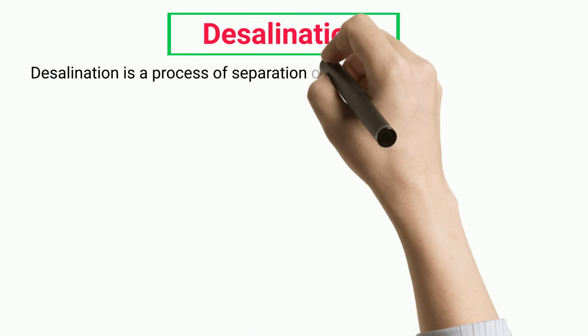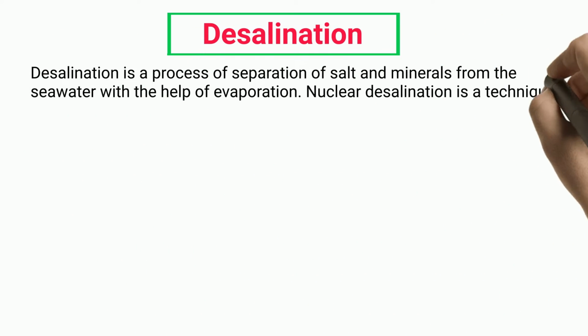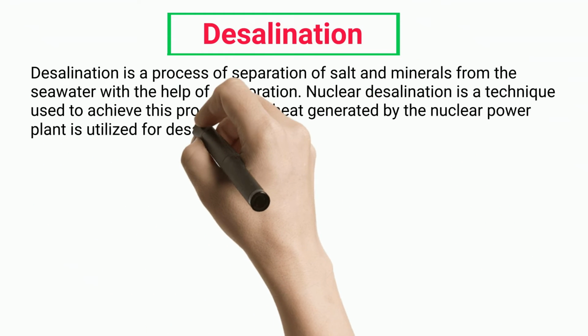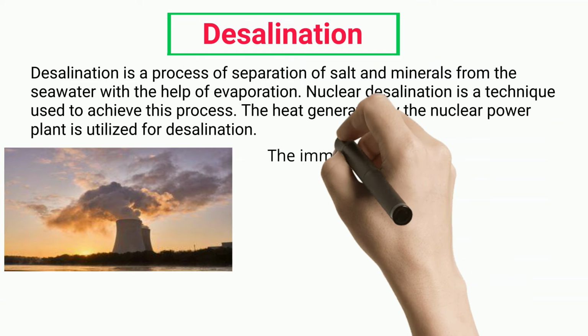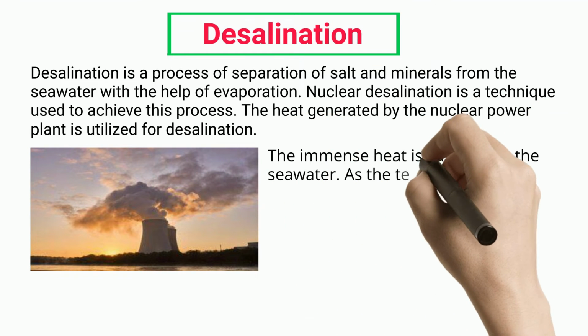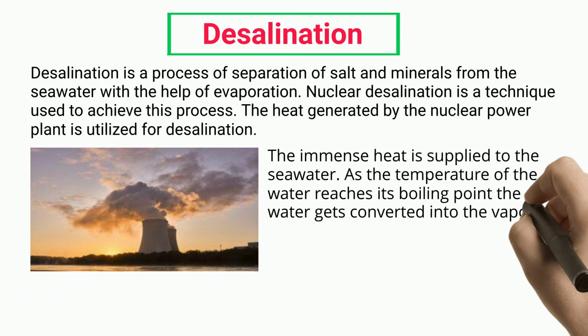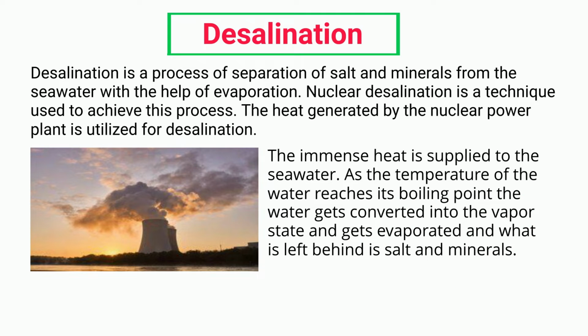Desalination. Desalination is a process of separation of salt and minerals from the seawater with the help of evaporation. Nuclear desalination is a technique used to achieve this process. The heat generated by the nuclear power plant is utilized for desalination. The immense heat is supplied to the seawater. As the temperature of the water reaches its boiling point, the water gets converted into the vapor state and evaporates, and what is left behind is salt and minerals.